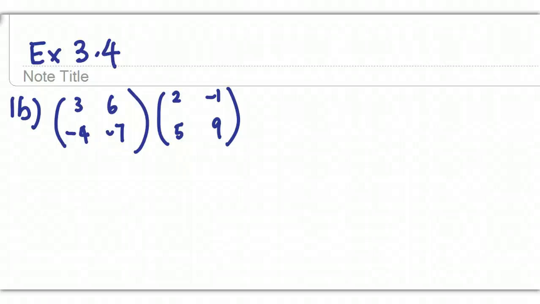We will now try some examples. Look at exercise 3.4, question 1b. You are asked to multiply two matrices. As a first step, always check the order of the matrix.